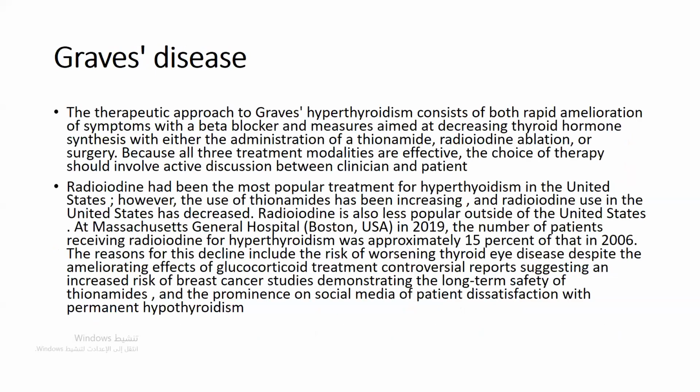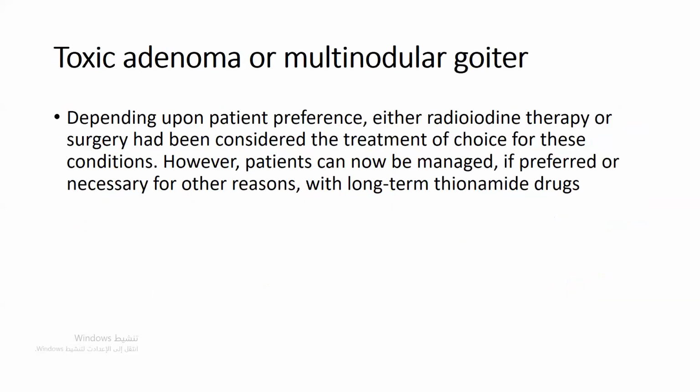But first, we have to know the indications. Number one, Graves hyperthyroidism. And usually it results in either euthyroid status or sometimes hypothyroidism, and if the patient is pushed into hypothyroidism, definitely the best option is to use levothyroxine as a replacement. For toxic adenoma or toxic multinodular goiter, depending upon patient preference, either radioiodine therapy or surgery can be considered the treatment of choice for these conditions.